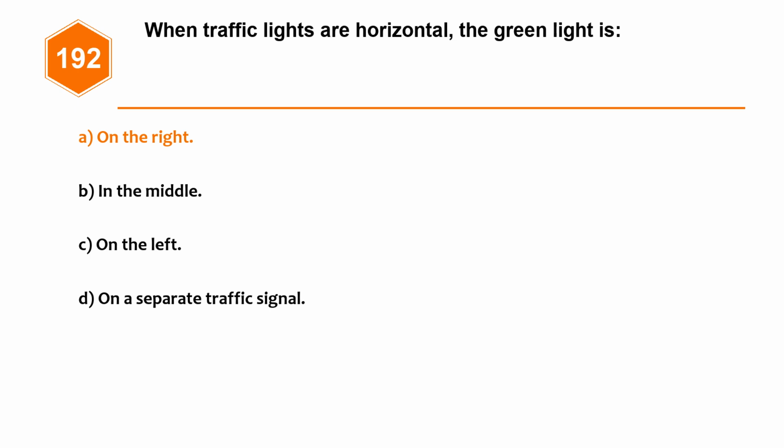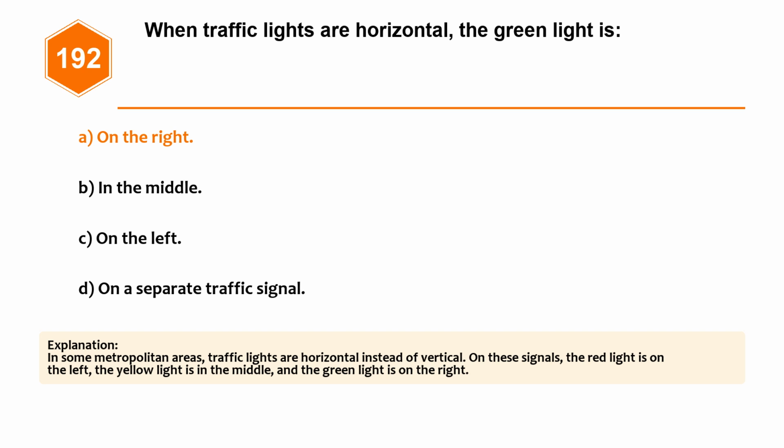The correct answer is option A. On the right. Explanation. In some metropolitan areas, traffic lights are horizontal instead of vertical. On these signals, the red light is on the left, the yellow light is in the middle, and the green light is on the right.